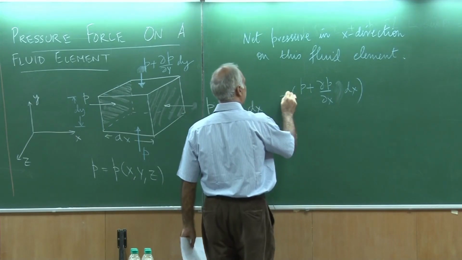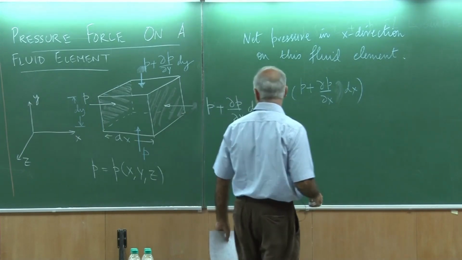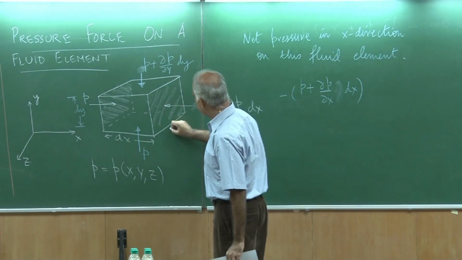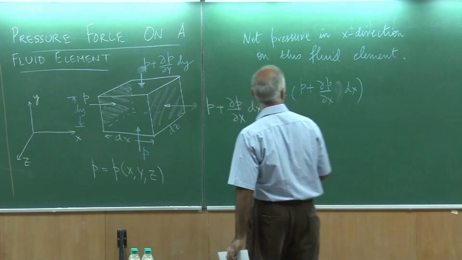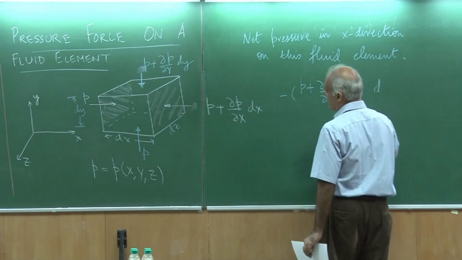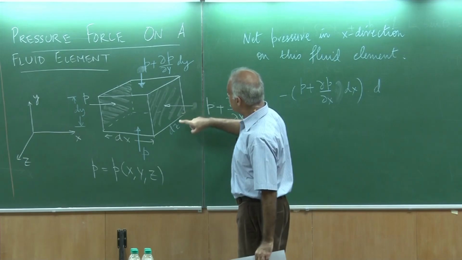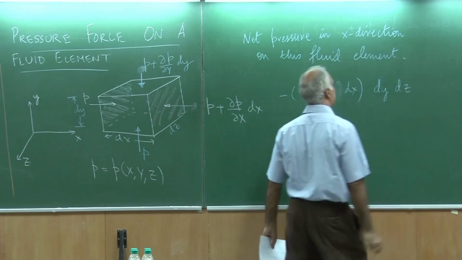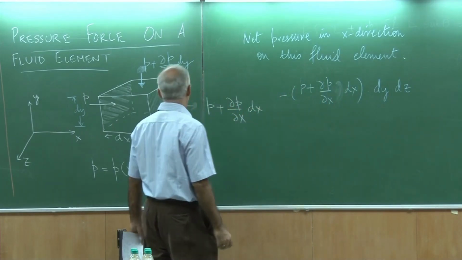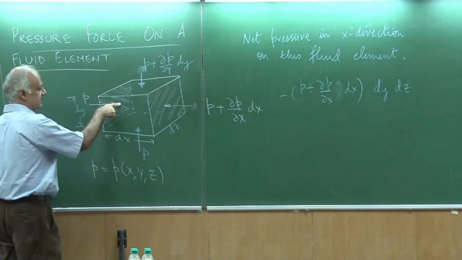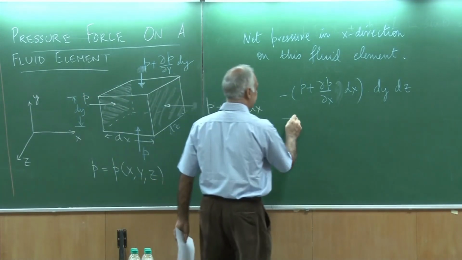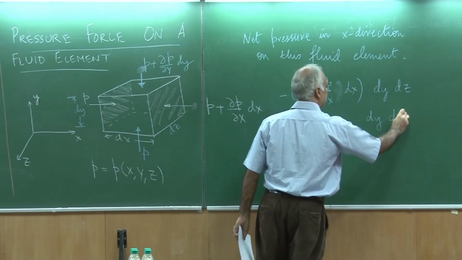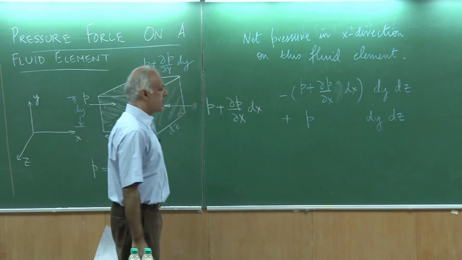So, there is a negative sign here because it is acting in the negative x direction, times the area over here. I would like to call this dz. So, the area of this face is dz times dy. And then I have pressure on this face, and that is in the positive direction. So, I have plus P, and now this is dy dz. Okay.